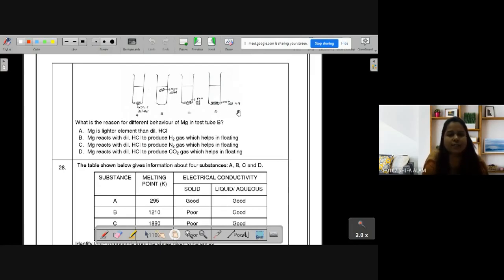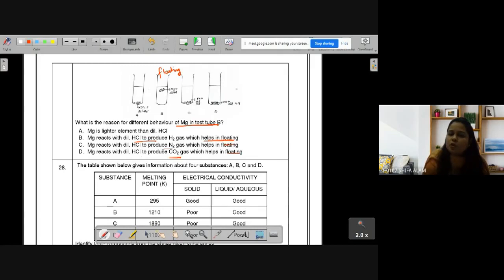The question says, what is the reason for the different behavior of magnesium in test tube B? We find that magnesium is floating in test tube B. What could be the possible reason? Is magnesium a lighter element than dilute HCl? Magnesium reacts with dilute HCl to produce hydrogen gas and it helps in floating. It reacts with dilute HCl to produce N2 gas and helps in floating. Or it reacts with dilute HCl to produce CO2 gas that helps in floating.